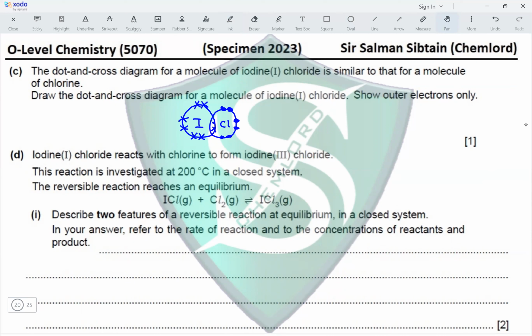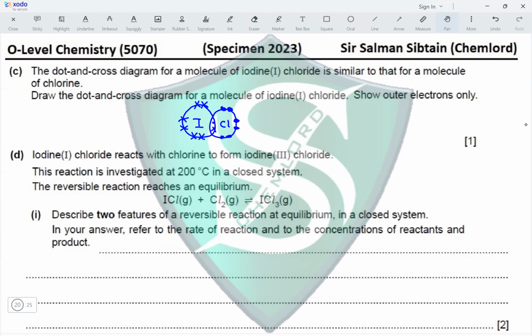Part D. Iodine monochloride reacts with chlorine to form iodine trichloride. The reaction is investigated at 200 degrees Celsius in a closed system. The reversible reaction reaches an equilibrium. Okay, and the equation is given. Part 1. Describe two features of a reversible reaction at equilibrium in a closed system. In your answer, refer to the rate of reaction and to the concentrations of the reactants and products.